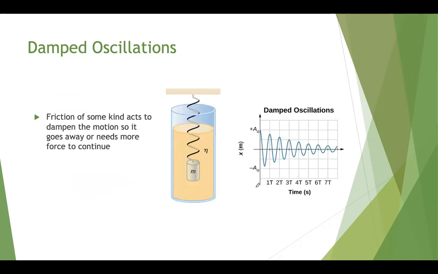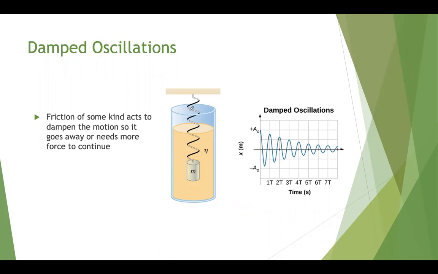Quickly wanted to talk about damped oscillations, or dampened oscillations. This is when we have friction of some kind that acts to dampen the motion. So it goes away or needs more force to continue that motion. This is actually what really happens in our world that we can see in front of our eyes, because we don't have perfectly frictionless anything. There is always some sort of friction involved.